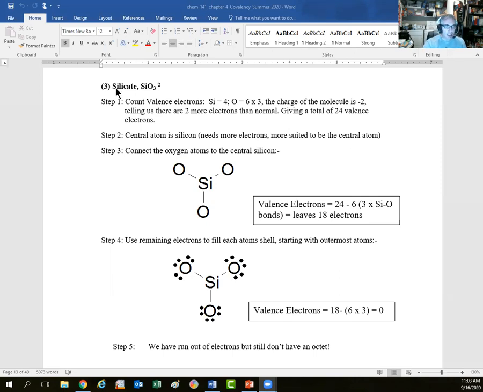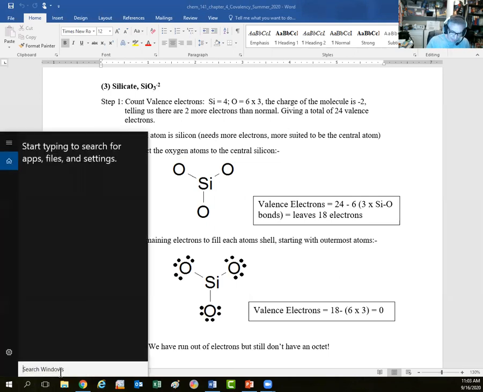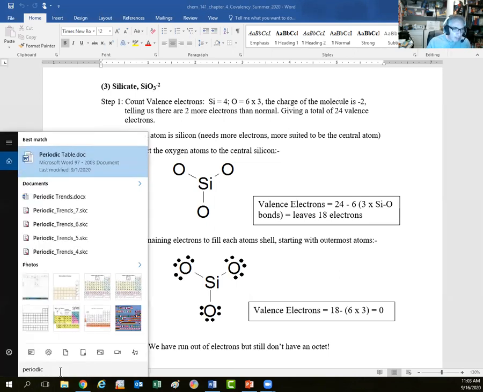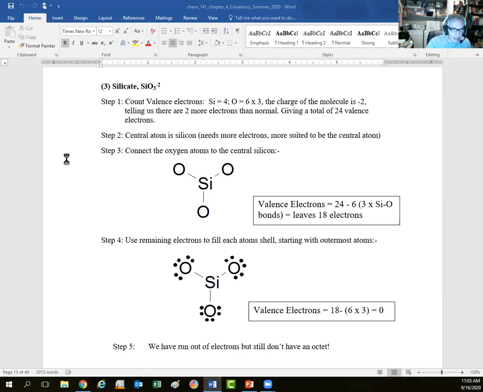So let's take a look at silicate, SiO3 2-. It's one of the polyatomic ions, but not one of the polyatomic ions we had looked at in chapter 3. This is a different one. So as we count the electrons, let's pull up a periodic table, because you'd always have a periodic table given to you in an exam.